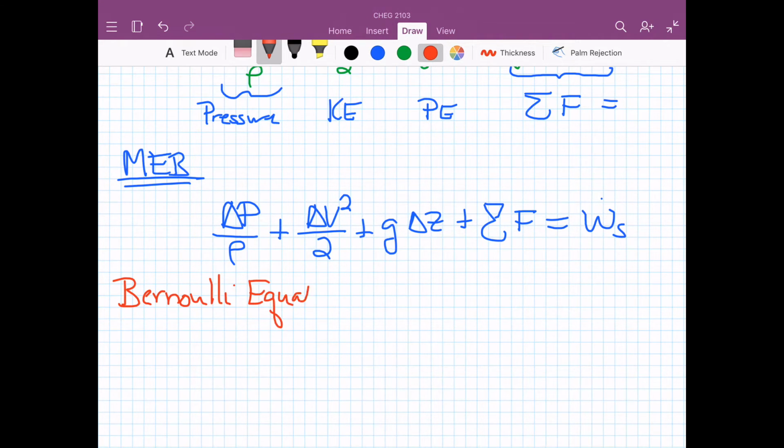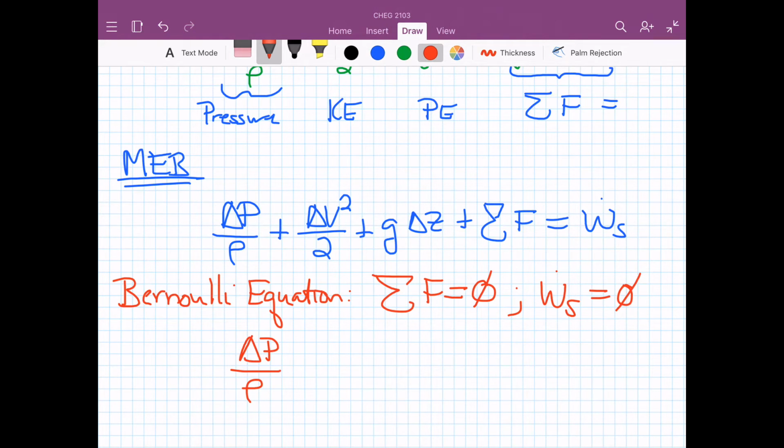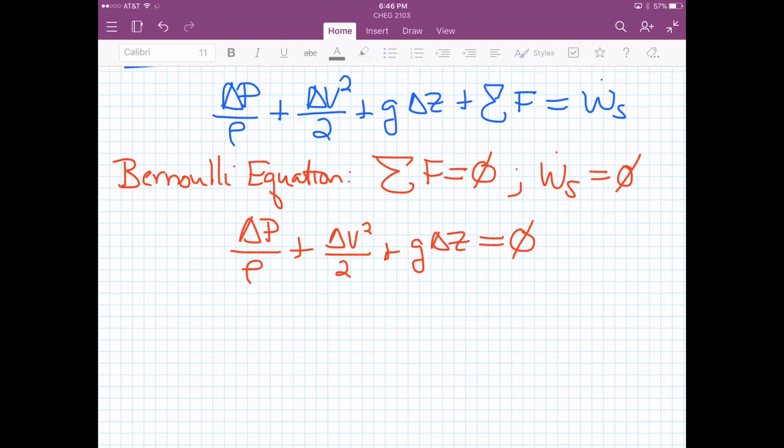If we want to simplify this even a little bit further, we can make another couple of assumptions, and the Bernoulli equation does exactly that. It says the sum of the frictional forces is essentially negligible, and it also says that we're not imposing or extracting any shaft work on the system. So you can see that if we simplify it in that fashion, the Bernoulli equation basically boils down to changes in pressure plus changes in velocity plus changes in the gravitational field of the height have to equal 0. This is a very simplified version, but also a very useful version for how fluids can be moved around.